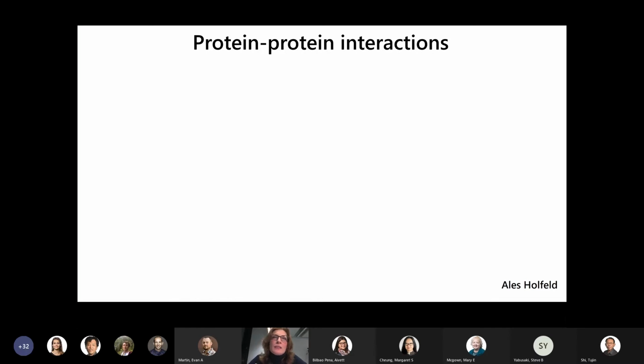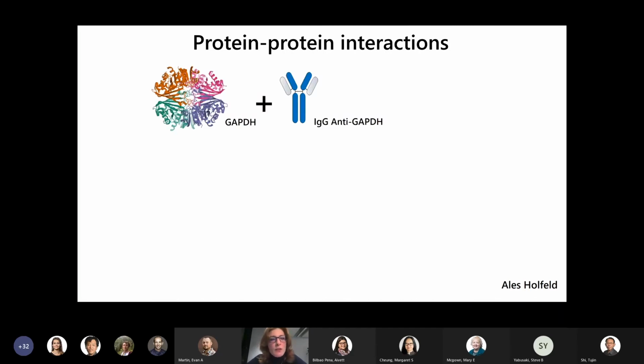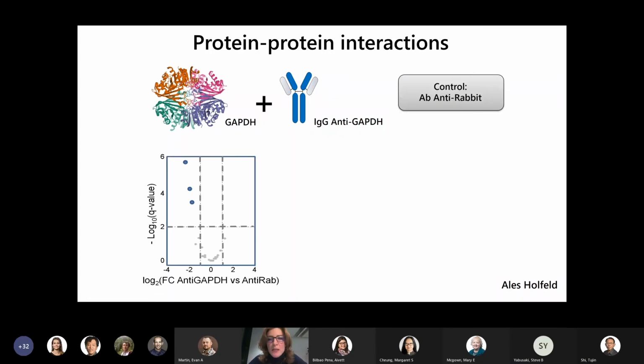And then a question I started to get all the time when I presented this data was, does it also work to detect protein-protein interactions? So now we tested this, and we focused on an interaction between the protein GAPDH, glyceraldehyde phosphate dehydrogenase, and an antibody targeting this protein, using as a control an anti-rapid antibody.